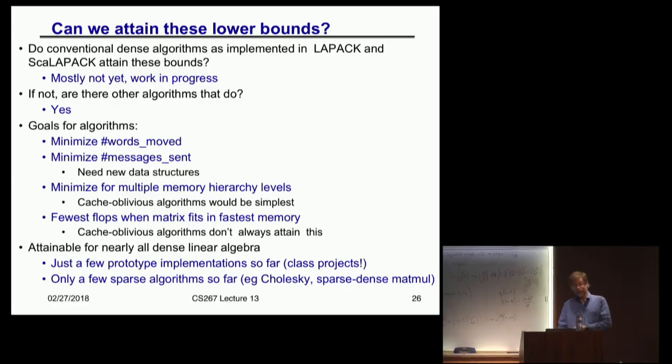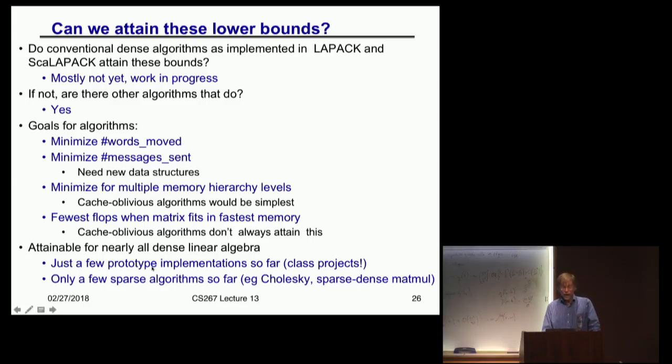So what are the goals? We want to minimize the number of words moved, minimize the number of messages. That means we need new data structures. It turns out the obvious way of representing matrices as square arrays doesn't minimize the number of messages. So we have to deal with that. We'd like to minimize for all the different levels of memory hierarchy. Cache-oblivious algorithms would be fastest there, but they don't minimize the number of flops. Sometimes they do extra work in order to be cache-oblivious.